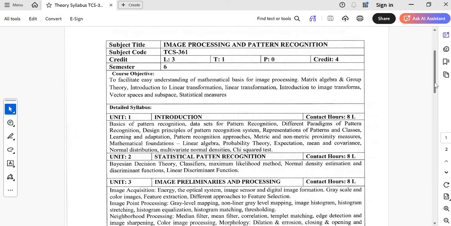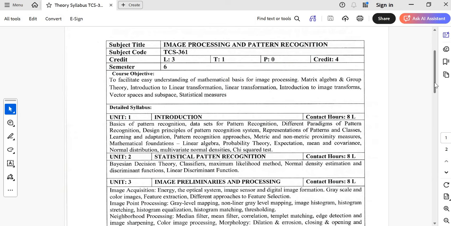So some topics include basics of pattern recognition. Number one. Second is dataset, basic theory of dataset. Number three, different paradigms of pattern recognition. Number four, pattern recognition system design, representation of patterns and classes. Generally, we are saying the representation of patterns and classes and how we can categorize it.